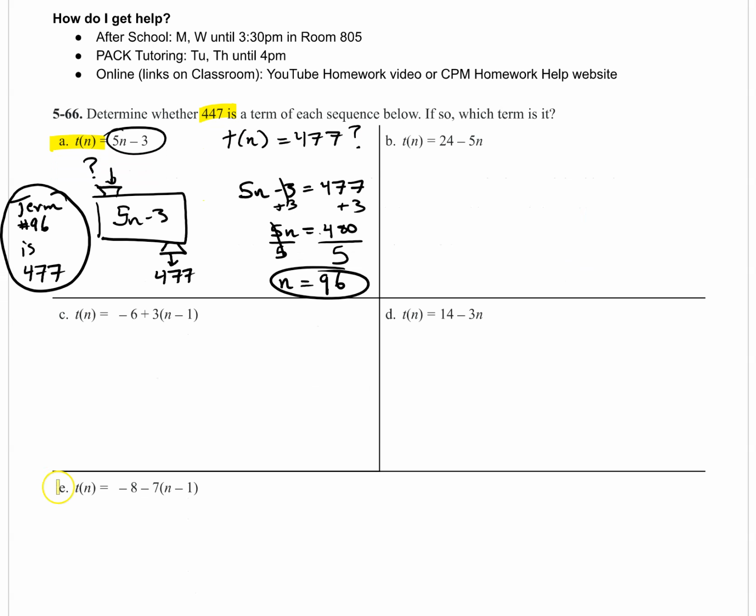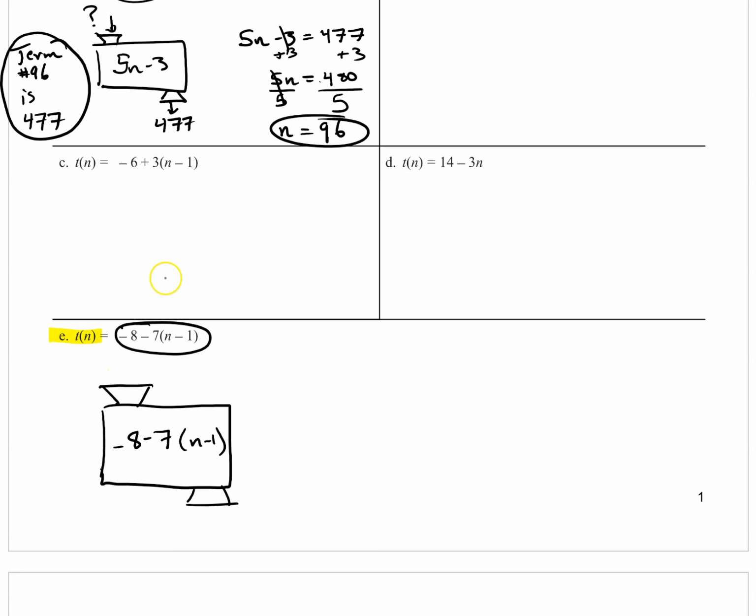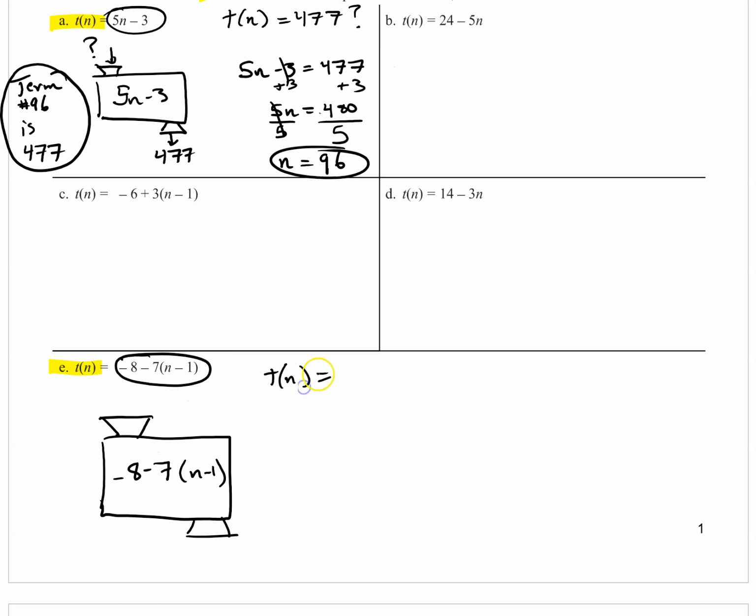Alright, let's do one of these harder ones. How about E? It's the same idea. Imagine you have a function machine, and the equation is your function. And the question is, can we have a term in the list that's 477? What number would we have to input for that to happen? So just like before, you take the function equation and you set it equal to the output. This one requires some rewriting, so distribute that -7. -7 times n is -7n, and -7 times -1 is positive. Negative times negative makes positive.